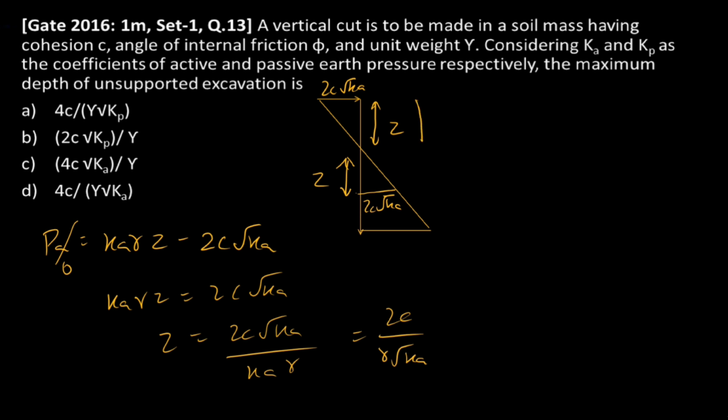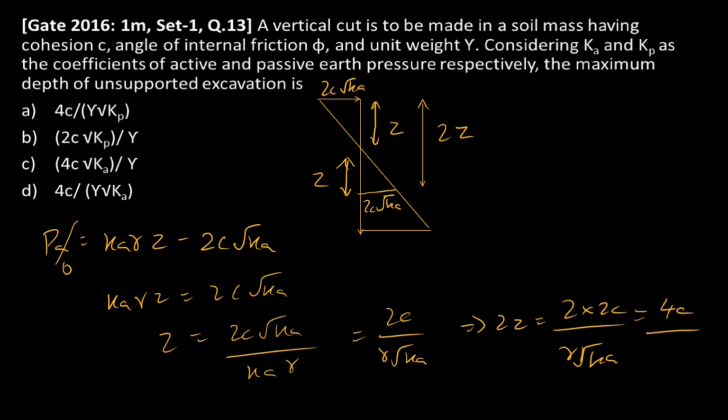So, the maximum depth of unsupported excavation is nothing but twice the value of Z from here. Therefore, 2Z will be equal to 2 into 2C divided by gamma root Ka, which is 4C by gamma root Ka. So 4C by gamma root Ka. Answer D is the right option.